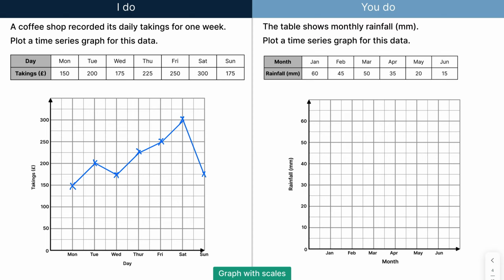Now hopefully you've pressed pause and had a go at the example on the right. The first one is January, 60. So that is going to be right there. Let me just plot that point. Next one is February 45, March 50, April 35, May 20, and June 15. That is how you do a time series plot for this data. And that is that done.